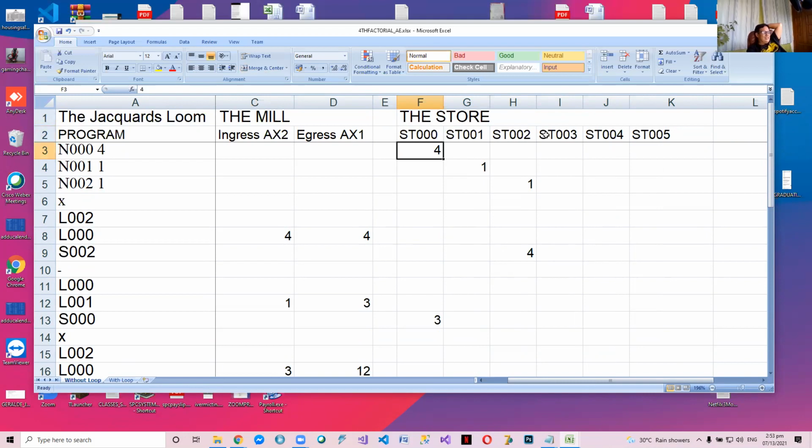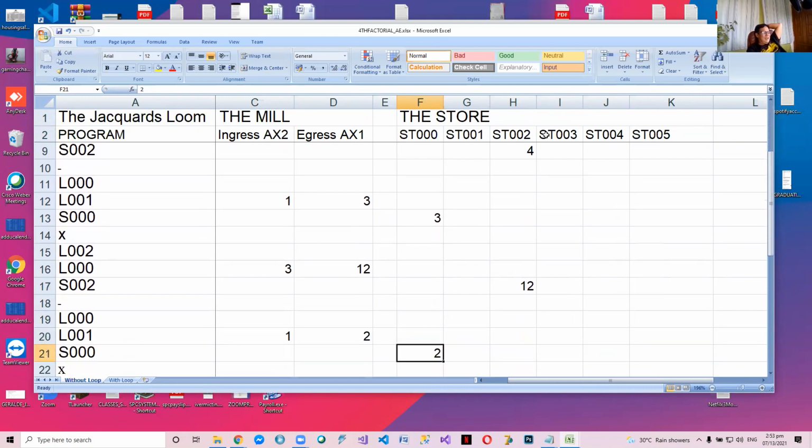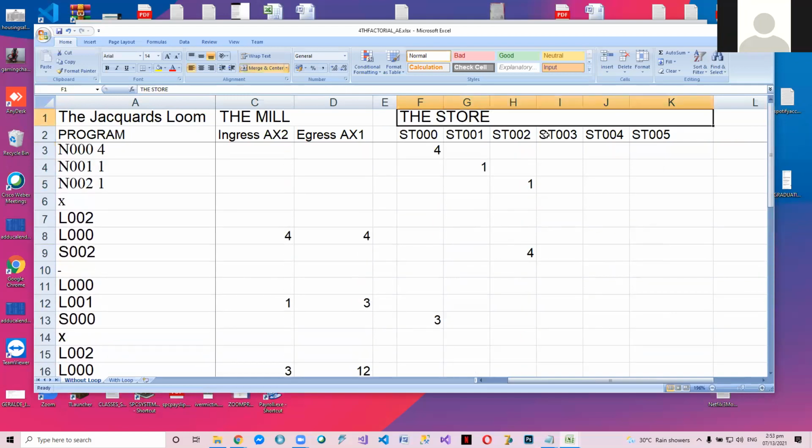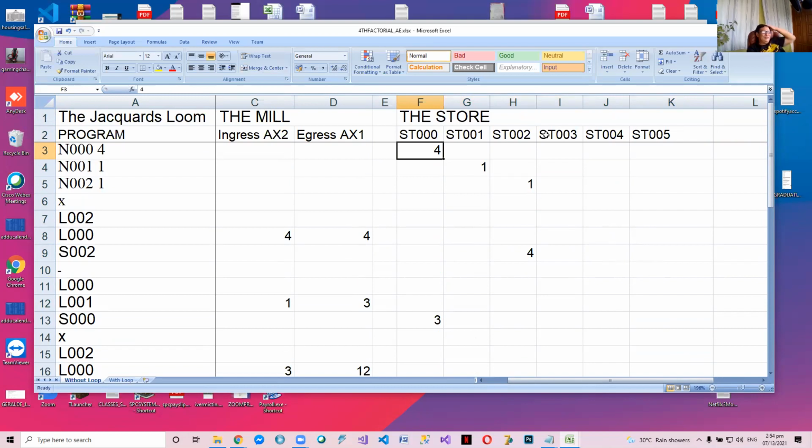The first multiplier is 4. The next multiplier is 3. The next multiplier is 2. The last multiplier is 1. Okay. 2 is multiply 4 times 3. Okay? And then multiply 4 times 3 times 2. Do you follow?